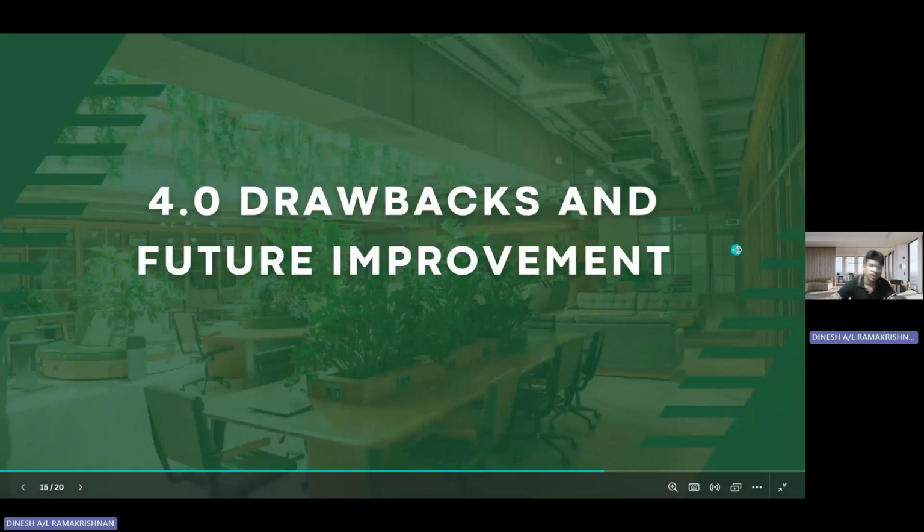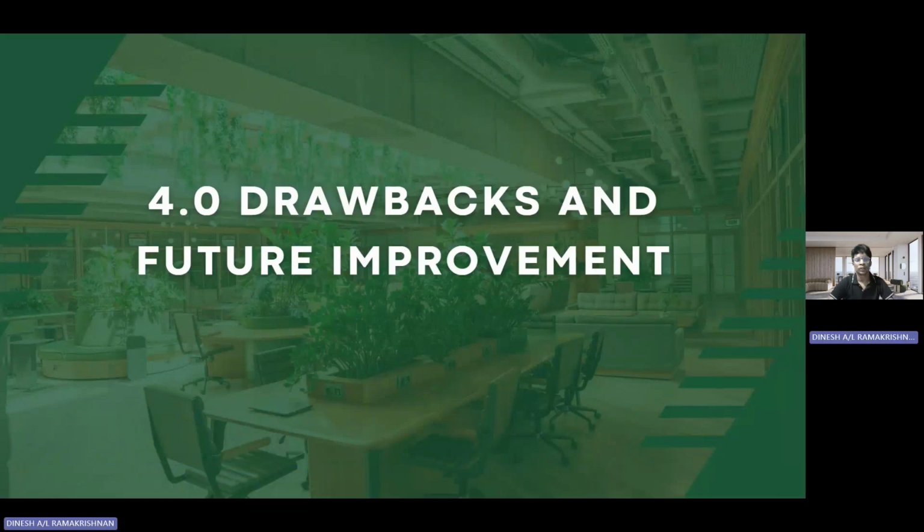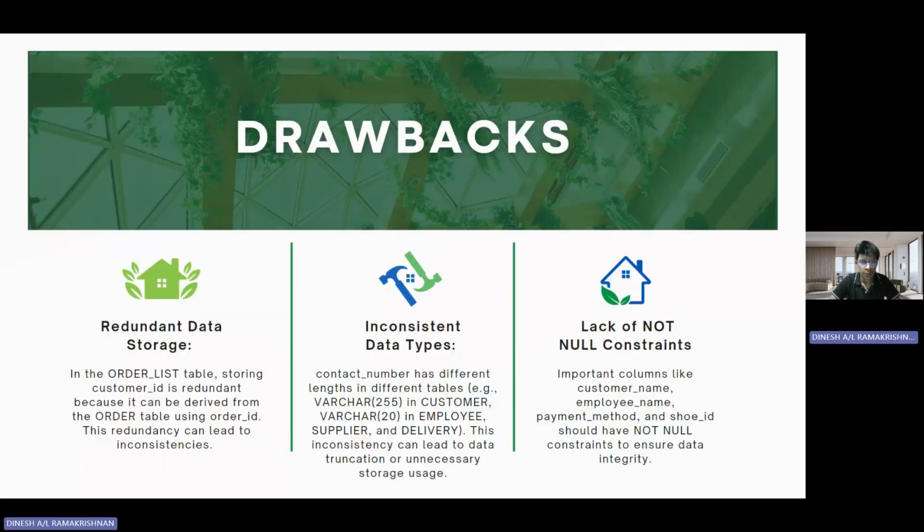First, let's discuss some of the drawbacks we identified. One major issue is redundant data storage. In our order list table, we store customer ID, which is unnecessary because it can be derived from the order table using order ID. This redundancy can lead to data inconsistency.